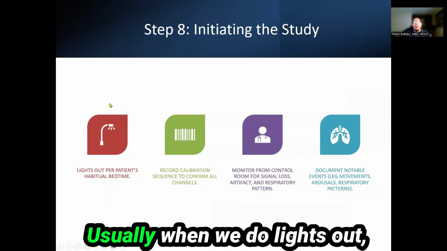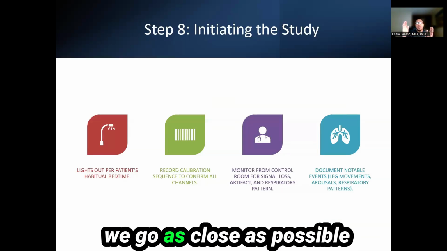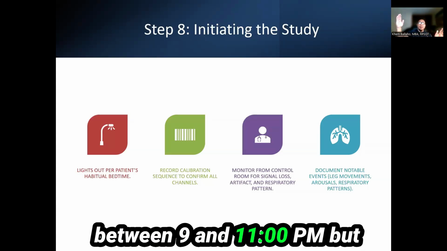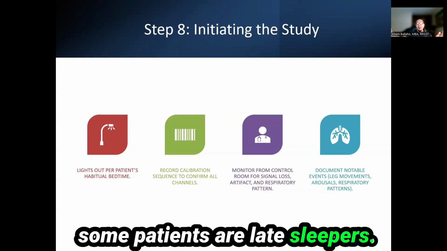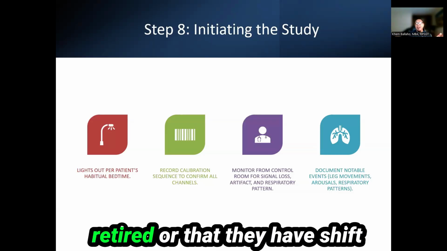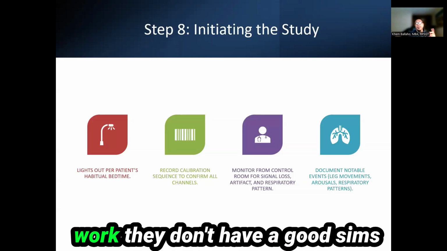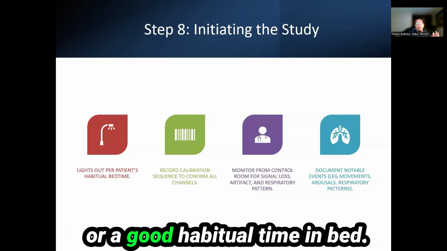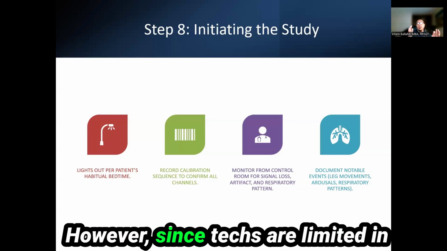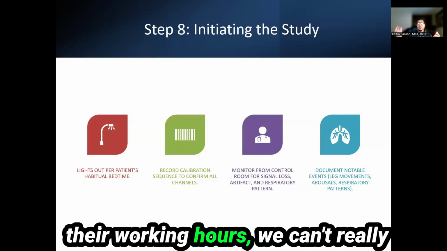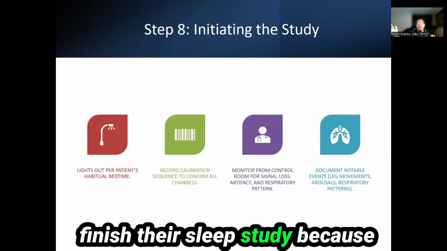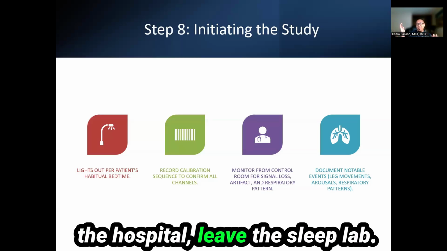Now, usually when we do lights out, when we start a sleep study, we go as close as possible to the patient's bedtime. Many patients will sleep between 9 and 11 p.m. But some patients are late sleepers. They go to bed at midnight, 1 a.m., especially those that are retired or have shift work. They don't have a good habitual time in bed. But what we do is we try to get close to that. However, since techs are limited in their working hours, we can't really go as far as midnight or 1, 2 in the morning, because then we can't finish their sleep study because we have to clock out and leave the hospital, leave the sleep lab.